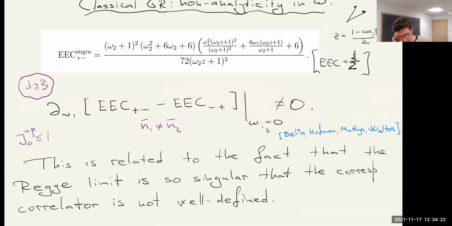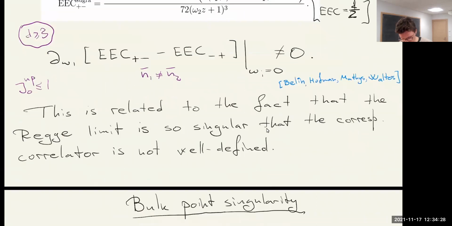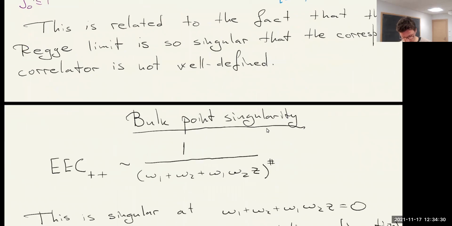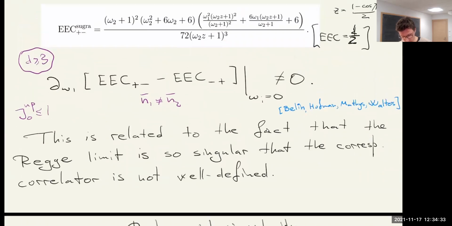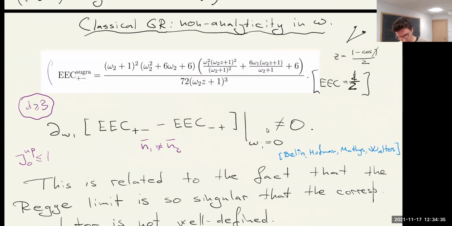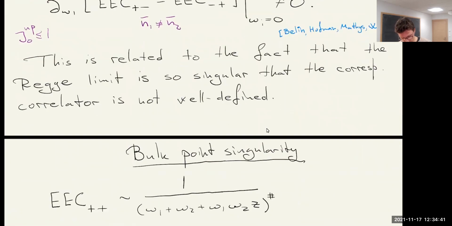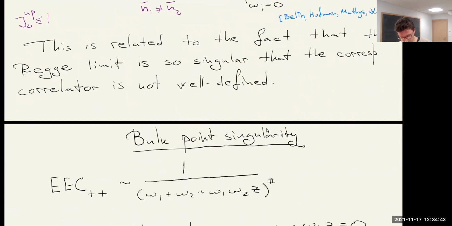Another property which you find of these observables, which you don't see when you set omega to 0, is that they exhibit a bulk point singularity. So now you see, if you look at the supergravity result for plus and minus, it is written here. If you take both omega signs to be plus, the result is much more complicated. You can find it in our paper. It's computed there. But let me just point out that it has singularities of this type.